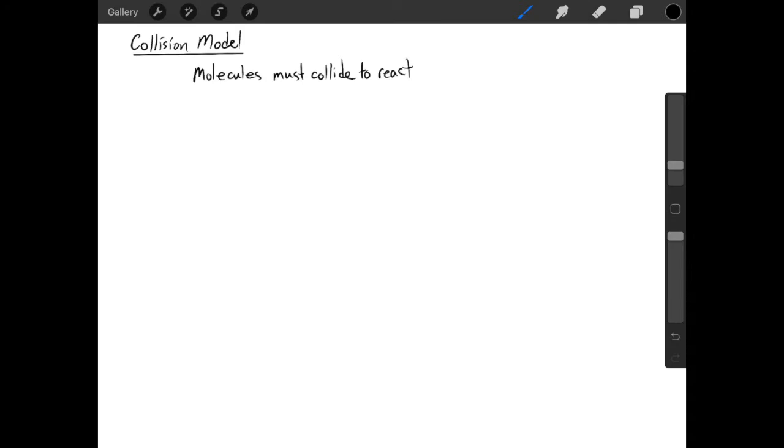So the first one is straightforward, and we've already discussed it when we talked about factors affecting rates. Molecules need to collide in order to react. So the reactant A must collide with reactant B in order for this reaction to occur. And clearly, as concentration increases, the odds of those molecules colliding is going to go up.